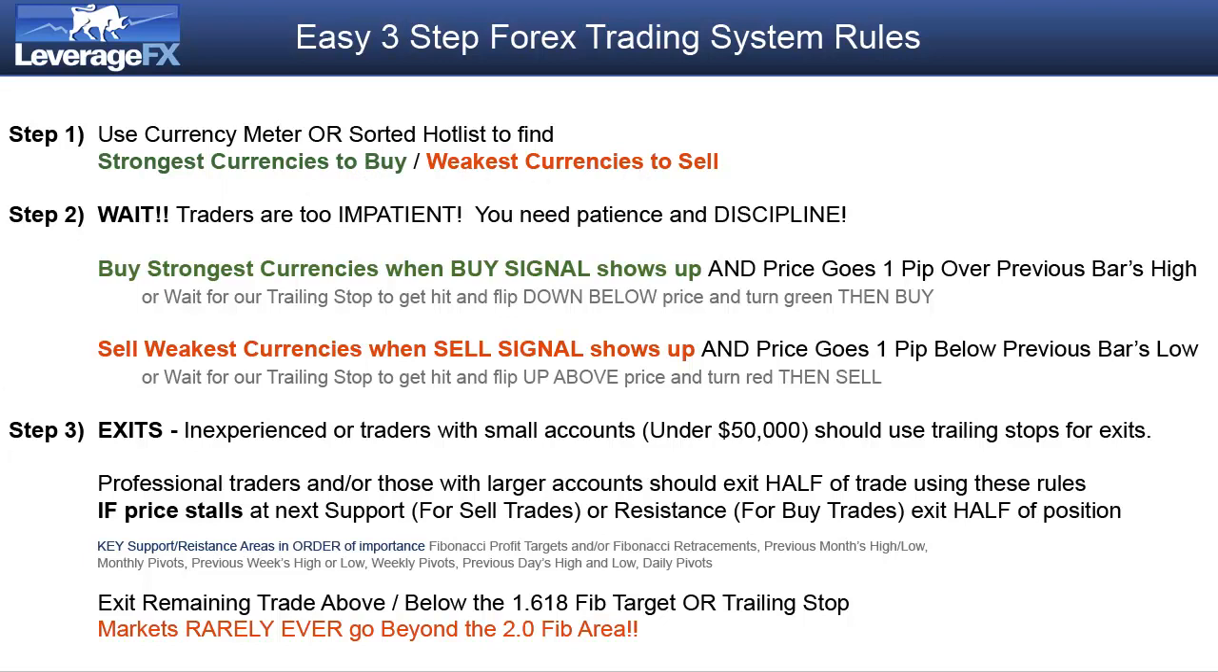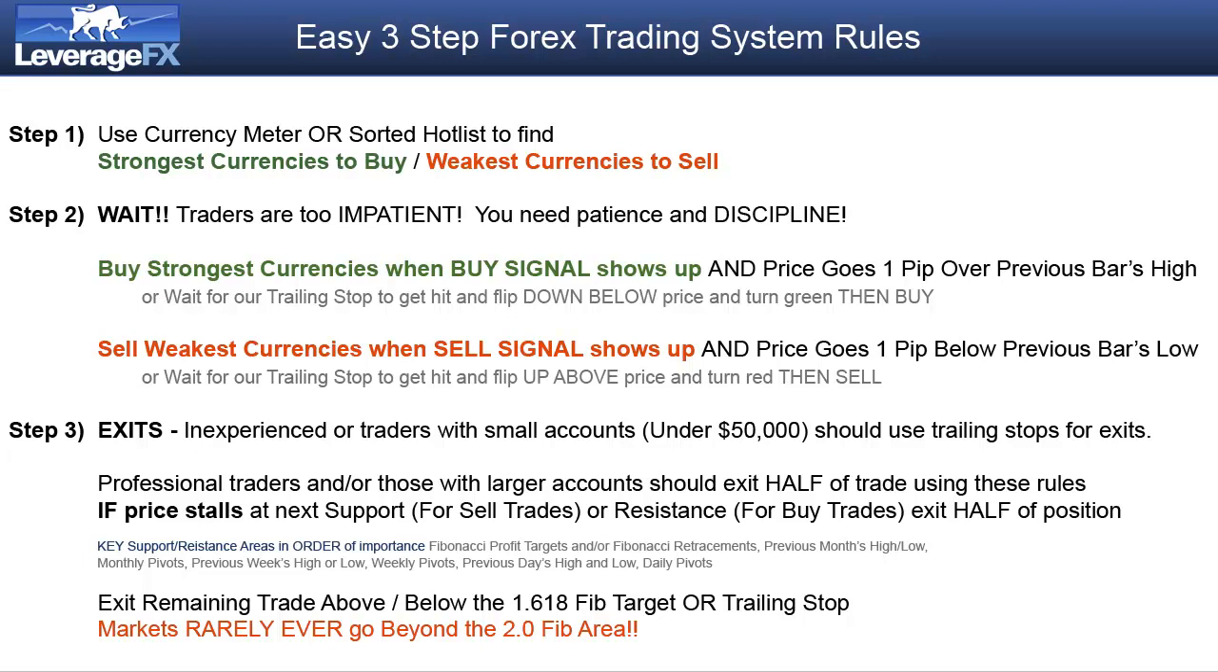Step 2, wait. Too many traders are impatient. They sit down, they want to get in the trade right away within 5 or 10 minutes. Sometimes you don't find a good trade for 20, 30 minutes or an hour. Some days, it's very hard for me to do, but there's some days I've sat down for an hour and a half not taking one trade because it wasn't worth risking your money. Your goal as a trader is to make money, but the first and obviously the most common sense thing to do is to not lose money.